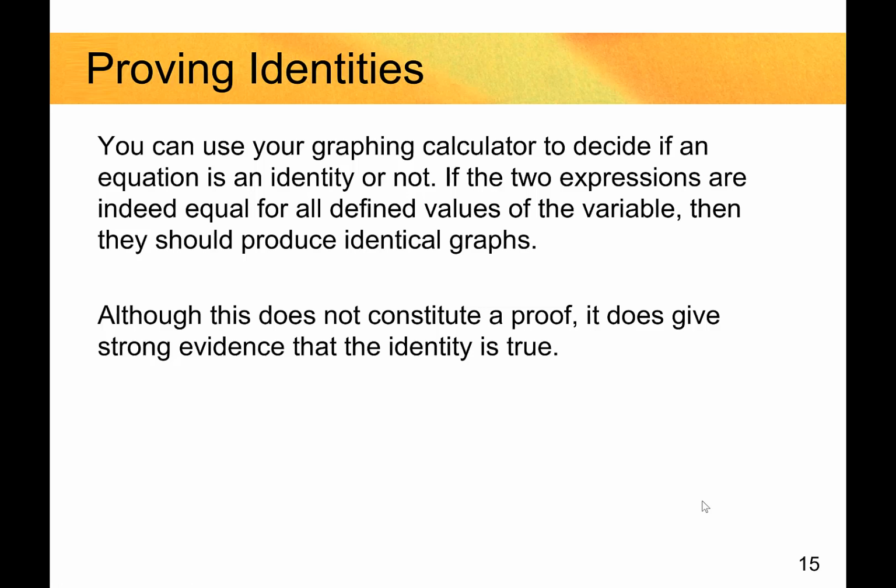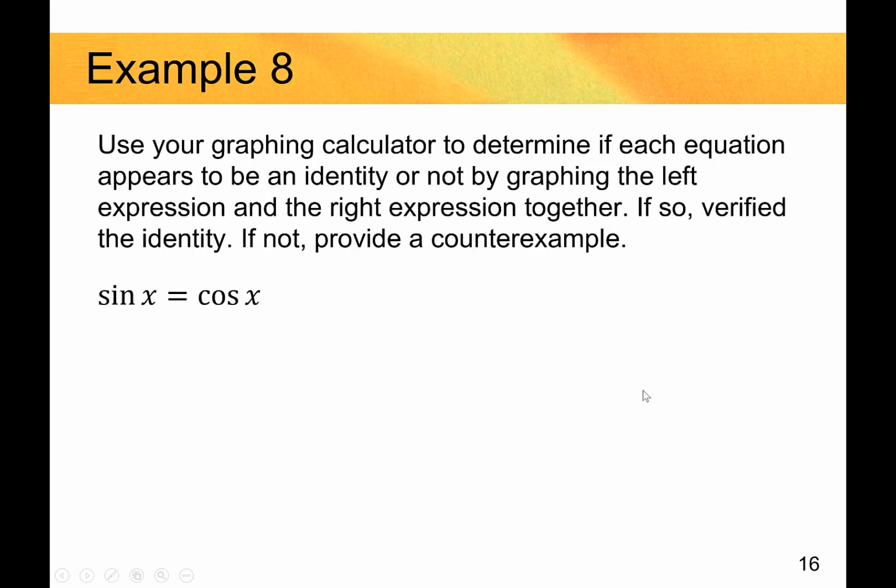Alright, and now we move on to the last and final part of 5.3. It is using your graphing calculator, you're going to decide whether an equation is an identity or not. So if it is an identity, you're going to do what we did before in the first part of this section. If it is not an identity, you're going to give a counterexample, just like we did in the second part. Alright. So here it is.